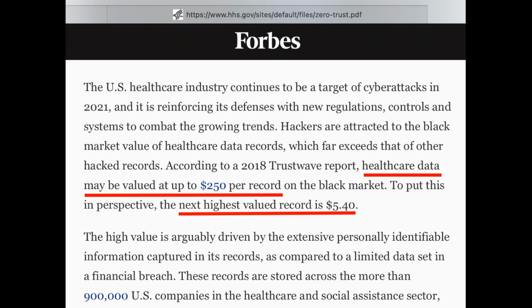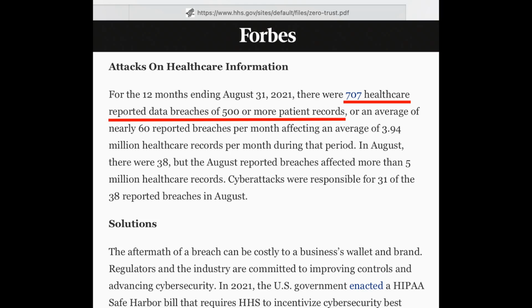In a recent article written by David Kelly for Forbes magazine, it was estimated that one individual healthcare record was worth about $250 on the black market. That may not seem like a ton. However, it is when you compare it to the next highest record, which is $5.40, according to this article. And very rarely when someone is attacking a system would they go after one individual record. In fact, in the year ending August 31st of 2021, there were 707 reported breaches of healthcare data that contained 500 or more patients per instance. So that is a massive amount of data at that $250 per record value.